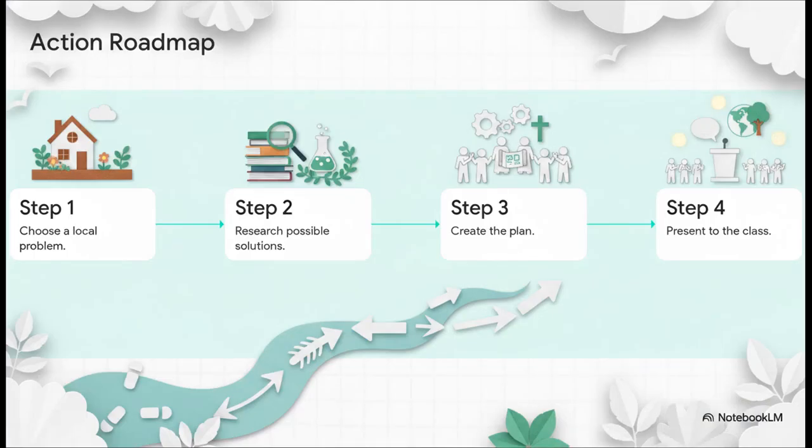Section 3, steps to create change, your action roadmap. We can actually break this whole thing down into 4 super manageable steps. Step 1, choose a local problem. Keep it close to home. Step 2, research possible science-based solutions. Step 3, get together with your group and create the actual plan. And finally, Step 4, present your brilliant findings to the class. Taking it just one step at a time makes this entire mission completely achievable.